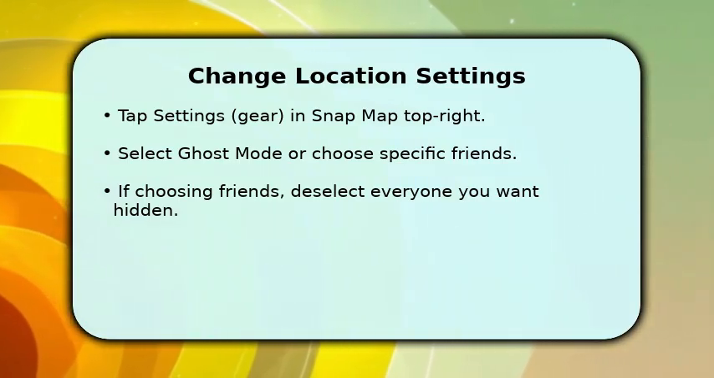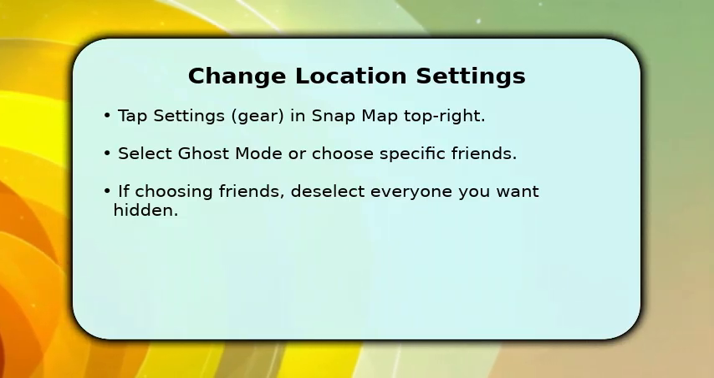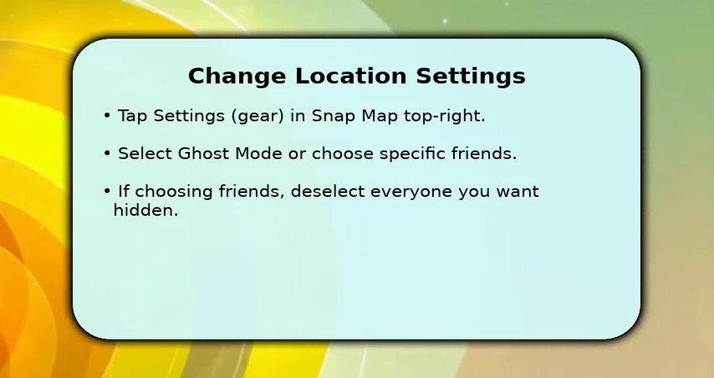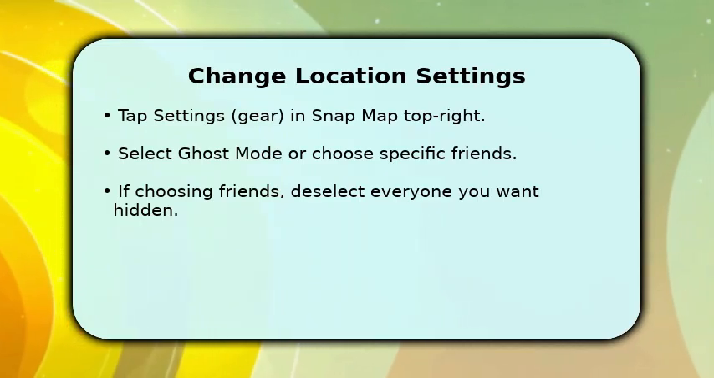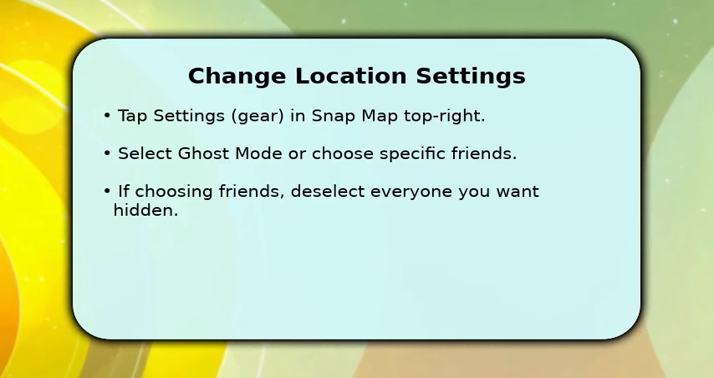If you prefer selective sharing, tap Select Friends and then uncheck any names you no longer want to see your live location. Make sure to scroll through the list. Sometimes groups or recently added friends are still selected.